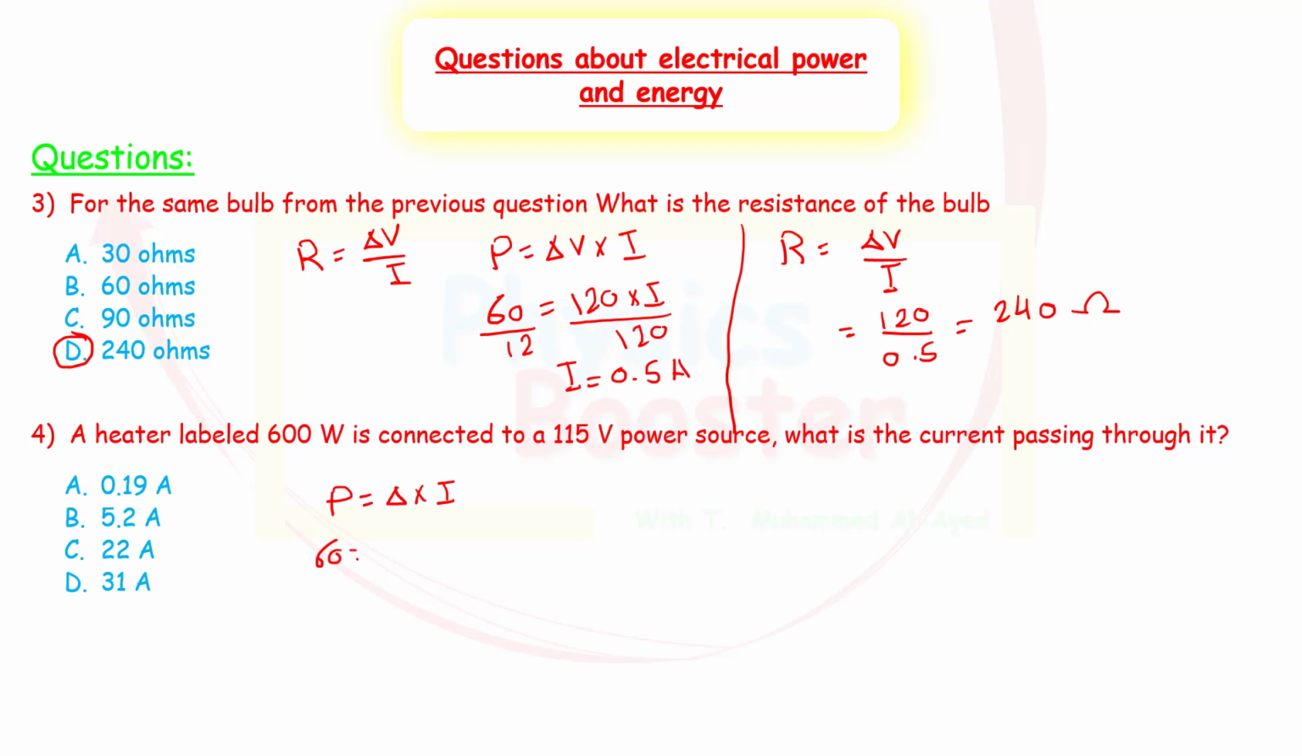P, which is the power, is equal to 600, delta V is 115, multiplied by I. So we can divide both sides by 115, and we will get here that I is equal to 5.2, and amperes is the unit, so the answer is B.